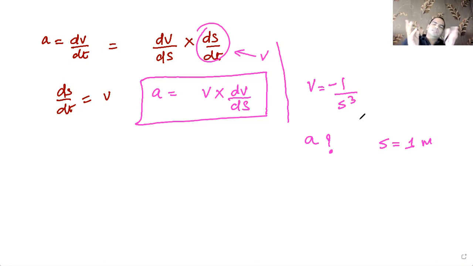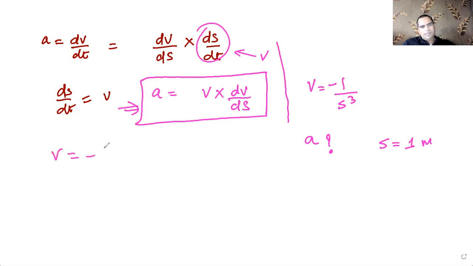Now lots of students differentiated this result in terms of time because they didn't know this result, v dv by ds. So if you know this result, you automatically get the answer within seconds. And this question was like 5 to 7 marks. So when you have this expression, keep it in your mind because this is a very helpful result.